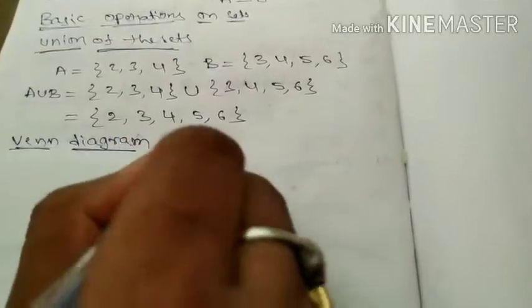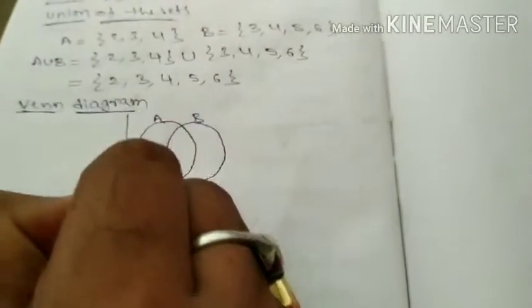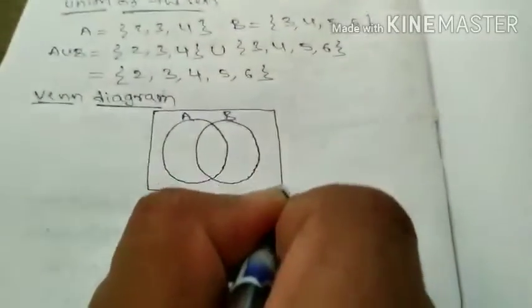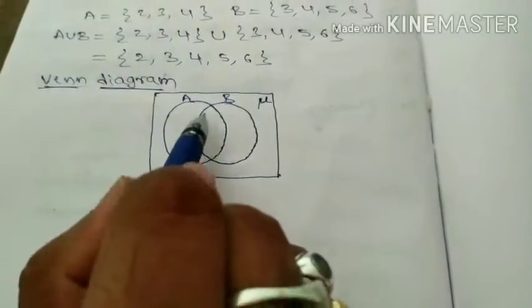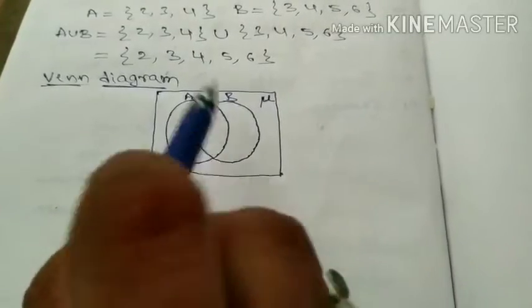A is one set, B is another set. These two sets are kept in a rectangular box. That rectangular box is denoted the universal set, mu. First, what are the common elements of the two sets?